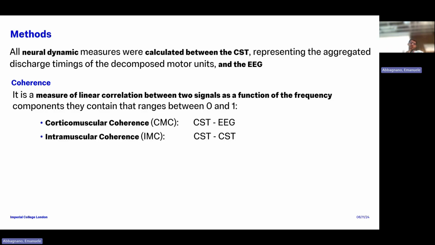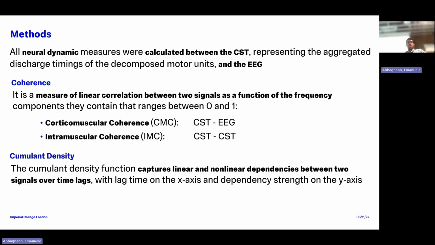And so, for example, if you're doing cortical muscular coherence, you're applying this measure to the cumulative spectrum and the EEG. If you're doing intramuscular coherence, you're just doing it between two independent pools within the same muscle of the motor neurons. We're also looking at cumulative density, which is basically just a way for us to understand how long it takes for this cortical oscillation to be transmitted to the periphery in milliseconds.